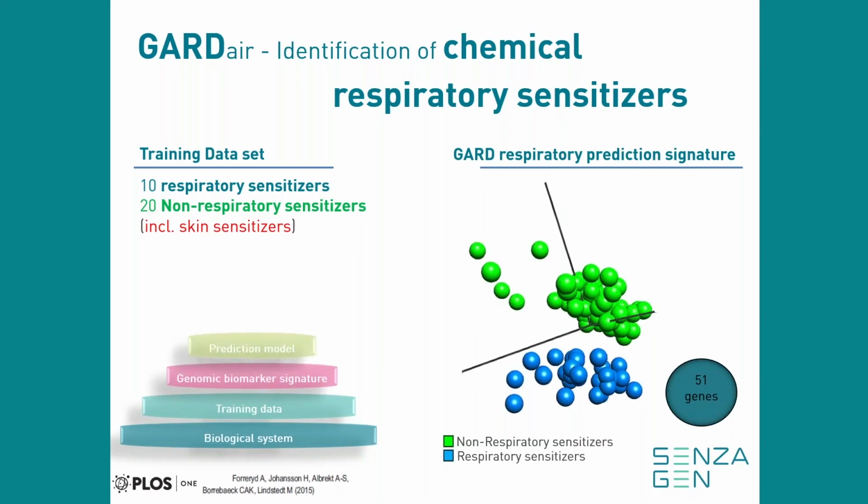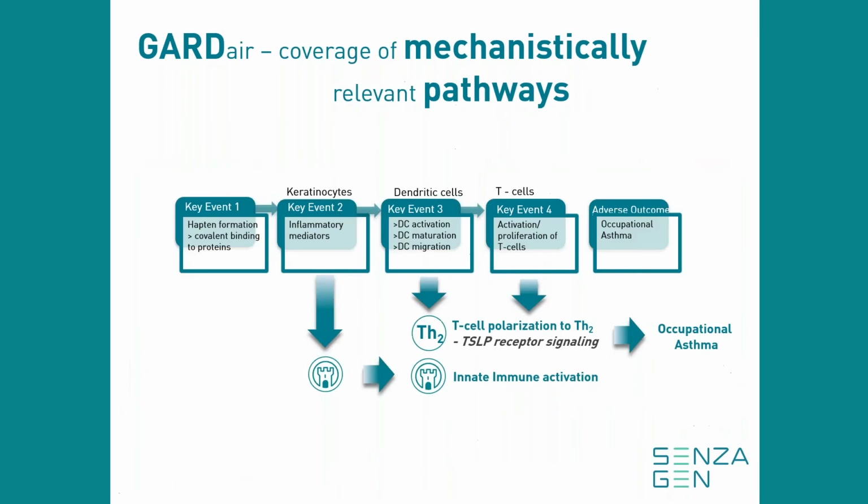On top of that, we of course use the same prediction model, but the thing that is different from our skin models is that we use another training data set and another genomic biomarker signature. If we start to characterize the genes that are available in the GARD respiratory prediction signature, we can see that they are indeed also immunologically relevant to the event of respiratory sensitization. We have a lot of molecules that are involved in the activation of innate immune responses. And perhaps more importantly, what we found was also regulation of the TSLP receptor signaling.